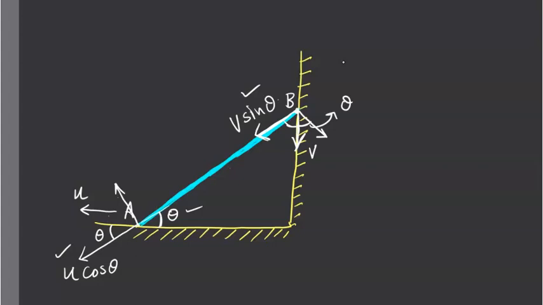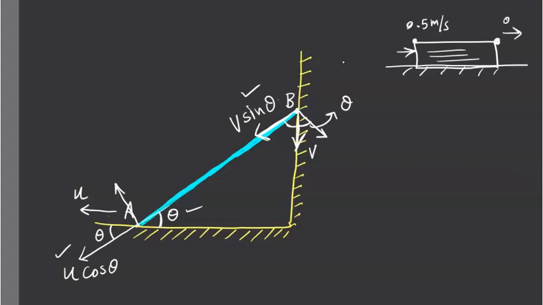Why? Because it is a rigid body. This is a rigid rod. For example, suppose a book is lying like this, and I push this book towards the left with a force, and as a result it starts moving on a frictionless surface. If this particular end of the book is moving at 0.5 meters per second, then this other end will also move with the same speed. This is the rigid body constraint. That means all the points of the rigid body will move with the same speed. So here also we will apply this constraint.